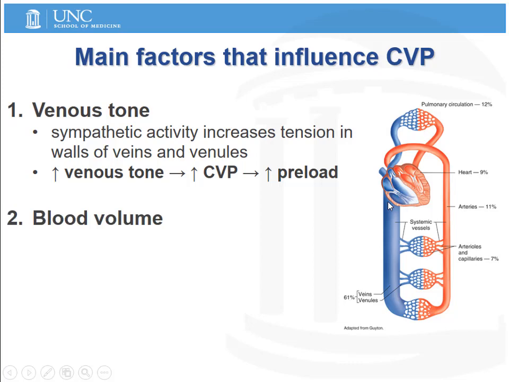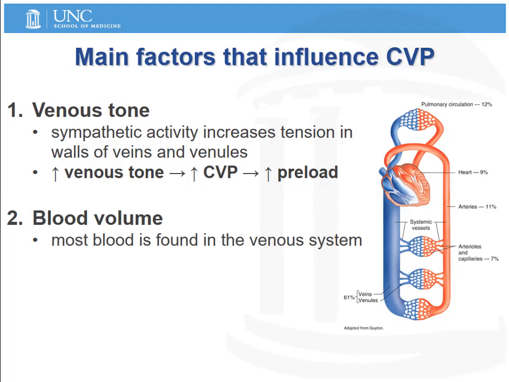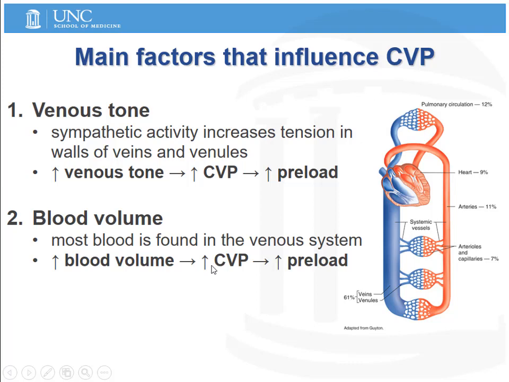The next factor that influences central venous pressure is our total blood volume. Since most of the total blood volume is in the venous system, changes in blood volume can have major effects on the central venous pressure and therefore the preload. So if you were to increase blood volume through fluid intake, for example, most of that volume would be found in the venous system. More blood in the veins results in a higher hydrostatic pressure and therefore an increase in central venous pressure. And an increase in central venous pressure leads to an increase in preload.